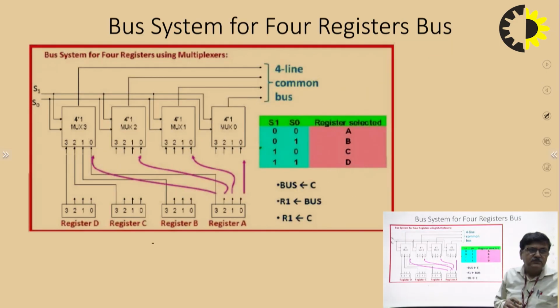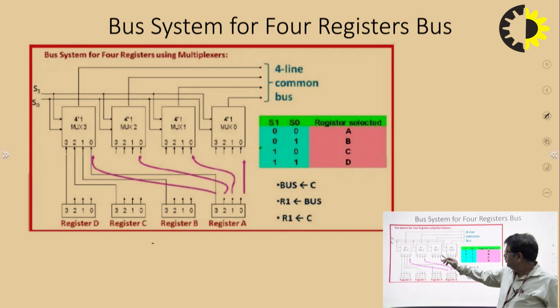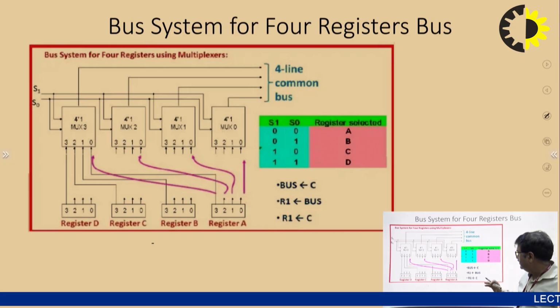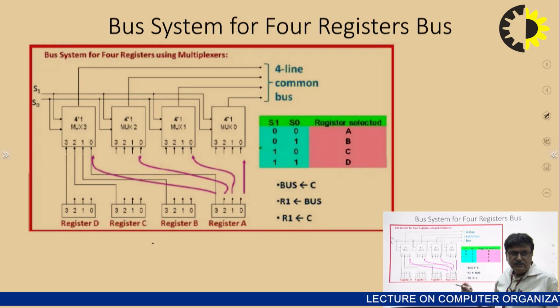This is the diagram. We are using 4 multiplexers. A 4-into-1 multiplexer has 4 inputs, and we are using 4 registers: register A, register B, register C, and register D. Each register has 4 bits, for example 0, 1, 2, 3 in the A register and 0, 1, 2, 3 in the B register.